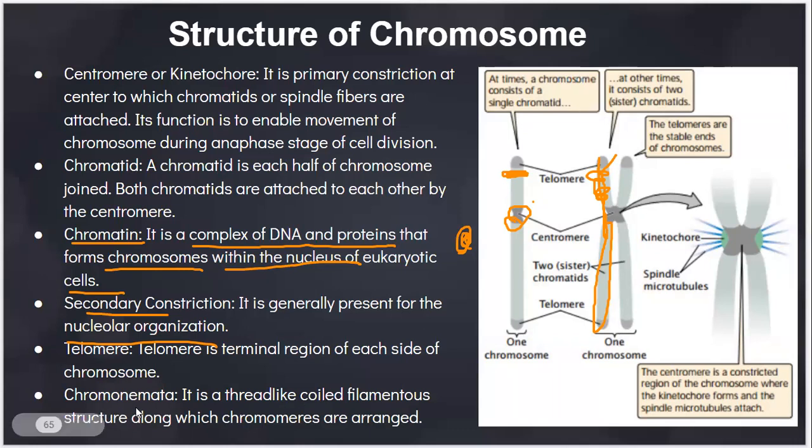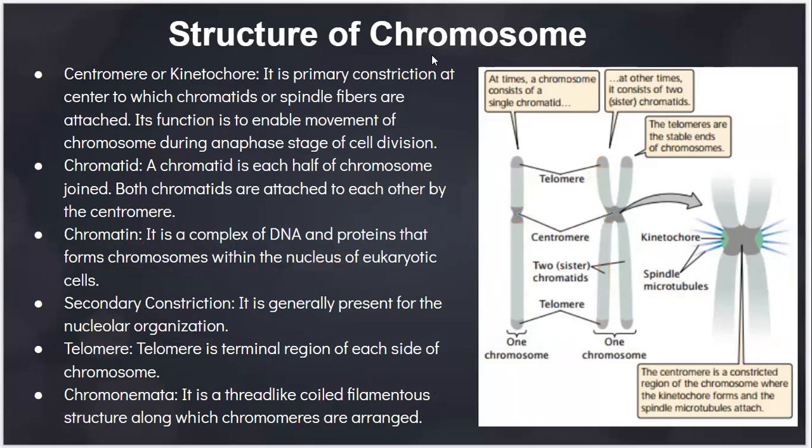And finally, you have the chromonemata. Chromonemata is a part of chromatin only. So here there will be spirally wound filamentous structures onto which these chromomeres are arranged. Basically, how the shape takes place, that is nothing but the chromonemata. I will show you all these labelings in a bit more detail in the next picture.